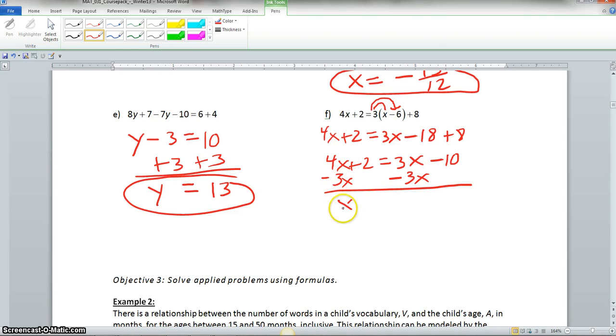4x minus 3x is x plus 2 is equal to 3x minus 3x is 0, and 0 minus 10 will leave you a negative 10. Now, we still do not have the variable by itself, so we're going to have to subtract 2 on both sides, as we would take the opposite of a plus 2. So we will have x, 2 minus 2 is 0, and it equals to a negative 10 minus 2 will give us a negative 12.